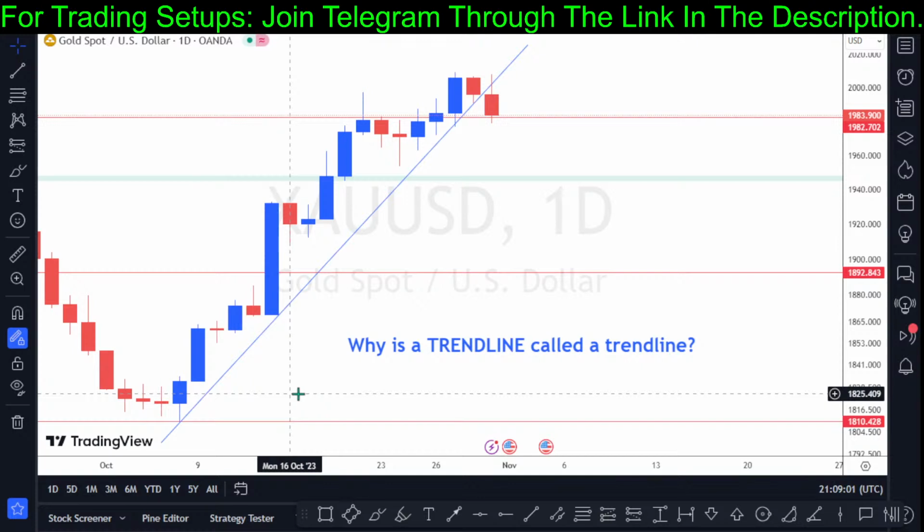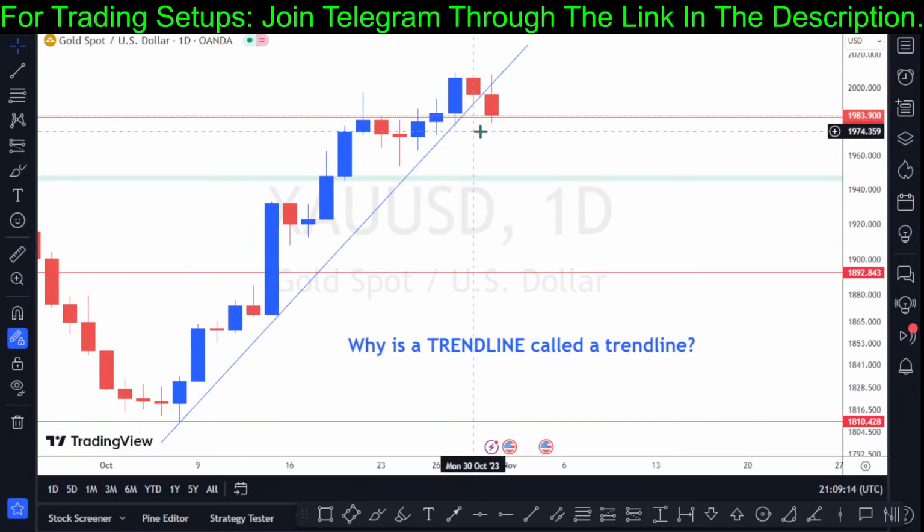So a trend line is called a trend line because it tends to measure the direction of the market trend. So that is why it is called a trend line. So when a tool is used to measure the direction of a trend, why do you want to use it to trade against that direction of the market? So that is the question.